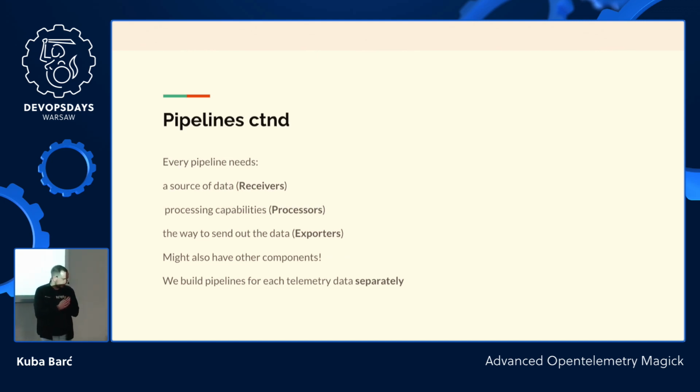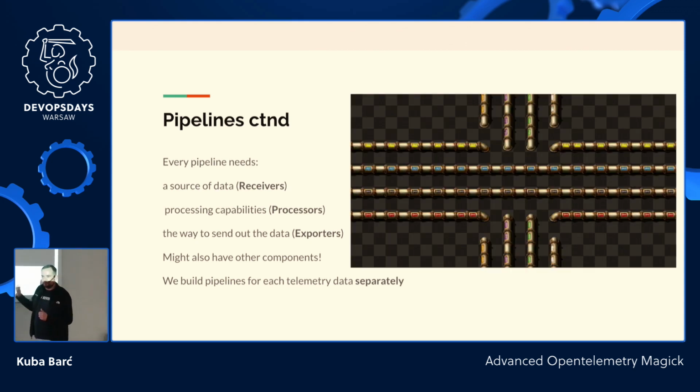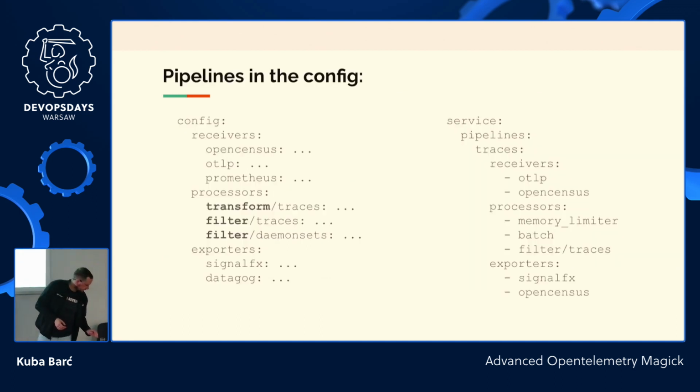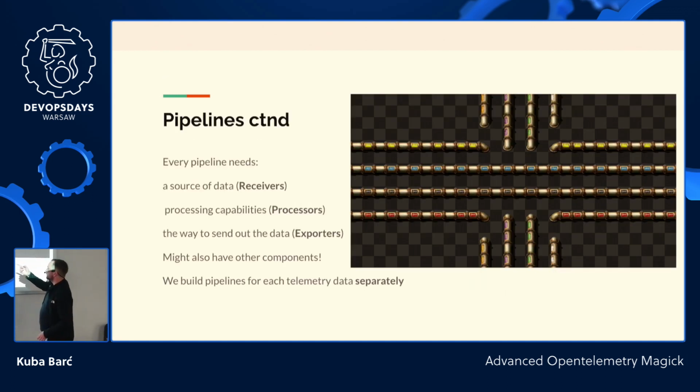So if you want to have a pipeline, you need the source of the data, and these are called receivers. You need some processing capabilities, which is processor, and you need a way to send the data out, which is an exporter. There's also some other components. I may have enough time to touch on that, but the important thing is that we build our pipelines for each telemetry data separately. So we don't process traces and send out metrics because that would screw up the entire pipeline. We process each major telemetry kind separately. I don't know about you, but exporters, processors, receivers, pretty boring names in my book.